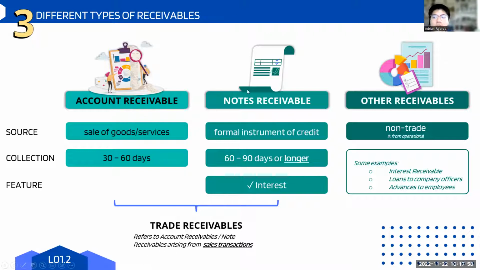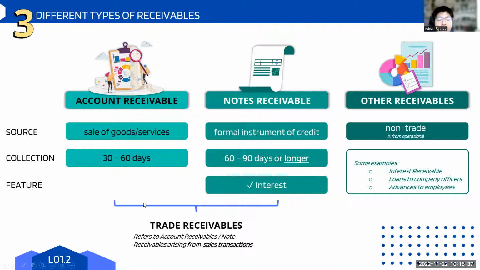Usually has no interest. For notes receivable, unlike AR that arises from sales of goods or services, a note receivable arises from a formal instrument of credit. So it's like you lent money formally. In terms of the collection period, it usually takes around 60 to 90 days or longer. And please take note that for notes receivable, primarily, its unique feature is that it has interest. So when you have notes receivable, since you're lending for a long time, you expect compensation in return in the form of interest.